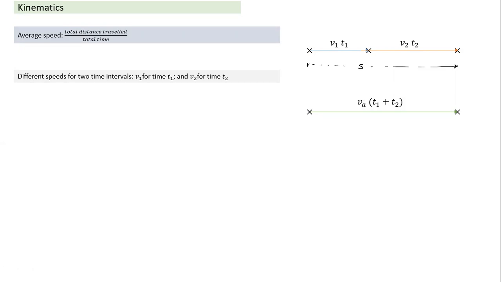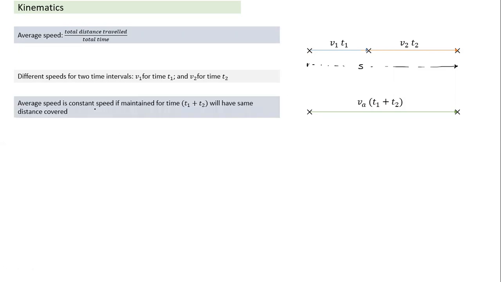So that's pretty simple. What is the average speed? Constant speed, if maintained for time interval T1 plus T2, will cover the same distance. So if we equate that, it's very simple. What is VA equal to? The total distance covered is V1 T1 here, this distance, plus this distance. So this total distance covered divided by the total time interval.